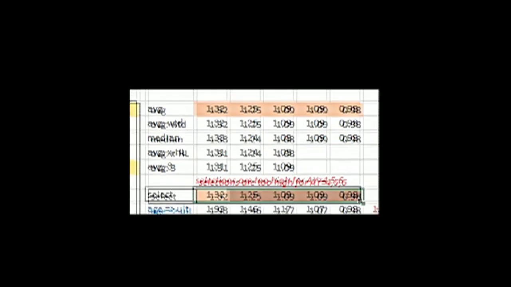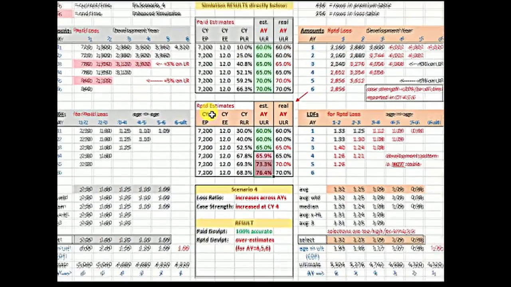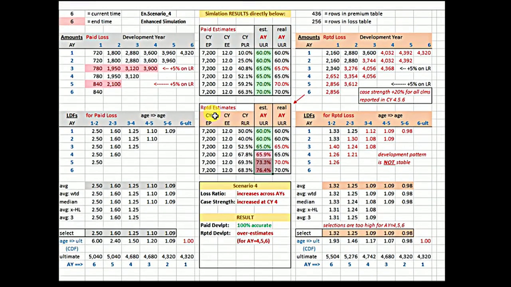So if you look at the summary table, you'll see that for accident years 1, 2, and 3, we do get the correct answer. That's because the case reserve strength increase didn't happen until t equals 4, which means that accident year 4, 5, and 6 are going to be affected, and those estimates are going to be too high compared to the real accident year ultimate loss ratio. Again, we will see how to correct for this distortion in a later chapter when we look at the Berquist-Sherman method.